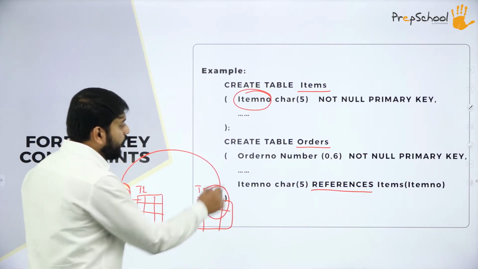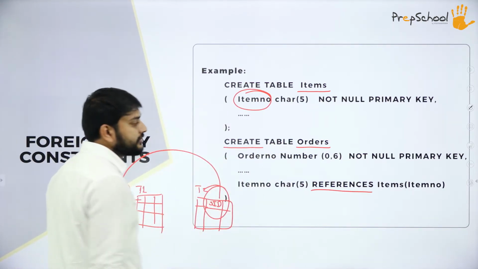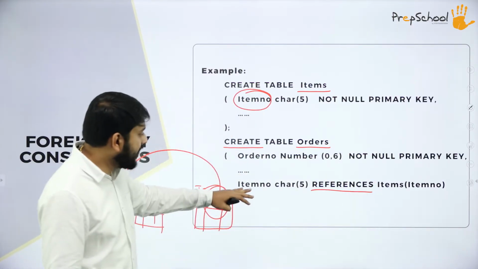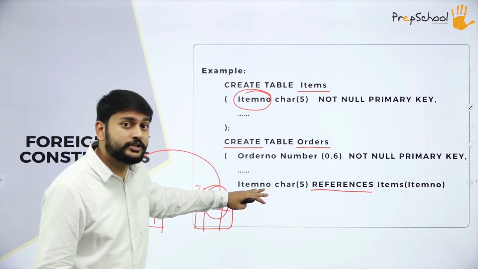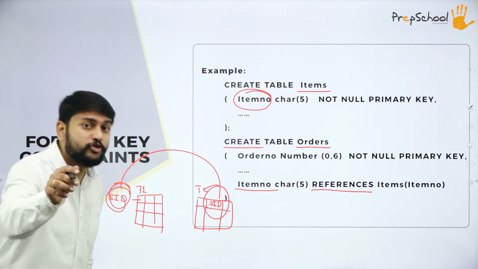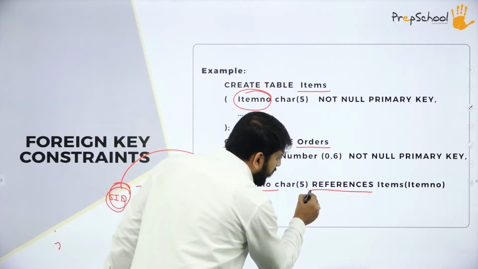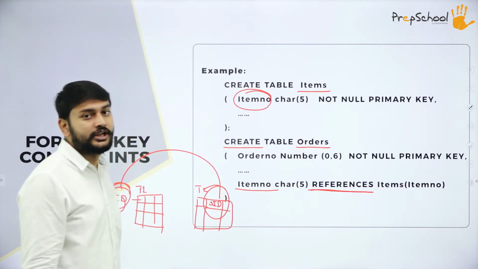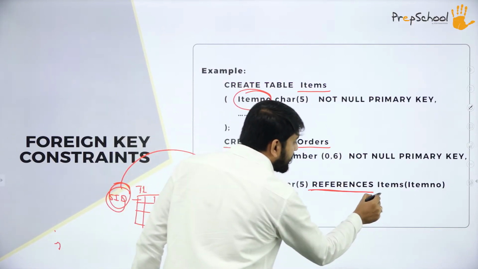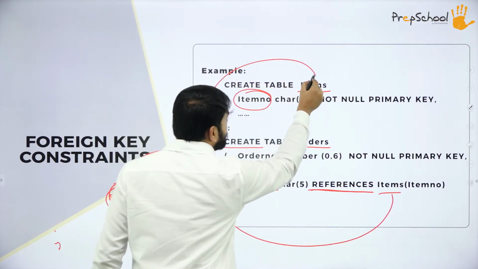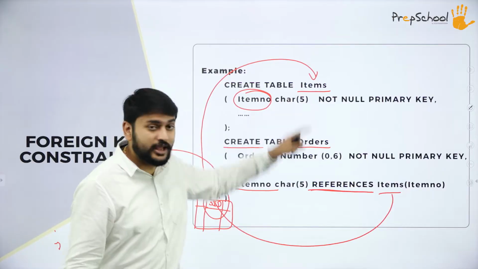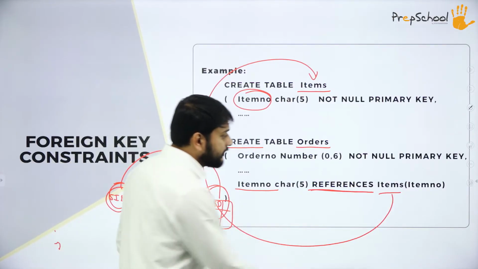I want to create one more table, that is create table orders. Look here. Order number, not null, primary key. After that, I have one more column, item number. For that, I'm using a keyword called references. References of what? Items. Please observe, this is the table name. References of this table. In this table, what is the column that I'm trying to reference?